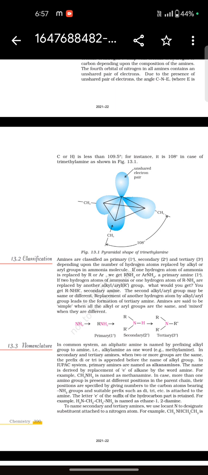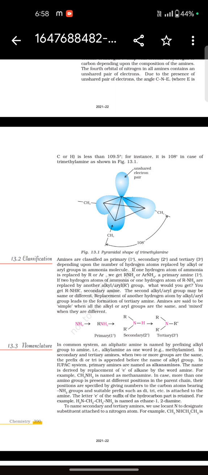In case more than one amino group is present at different positions in the parent chain, their positions are specified by giving the numbers of the carbon atoms bearing the NH2 group, and a suitable prefix such as di, tri, etc. is attached to the amine. The letter e of the suffix of the hydrocarbon part is retained. For example, NH2CH2CH2NH2 is named as ethane-1,2-diamine.